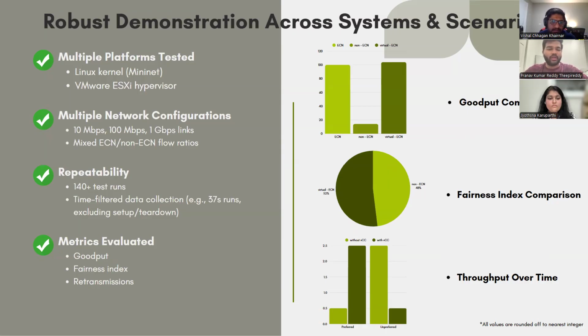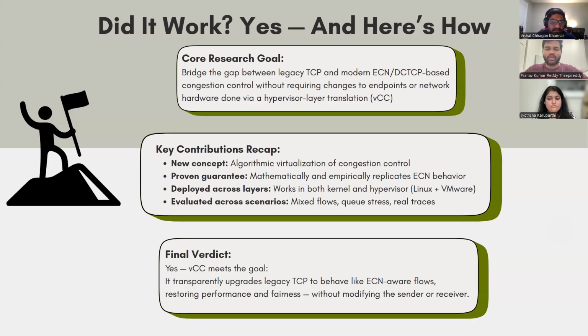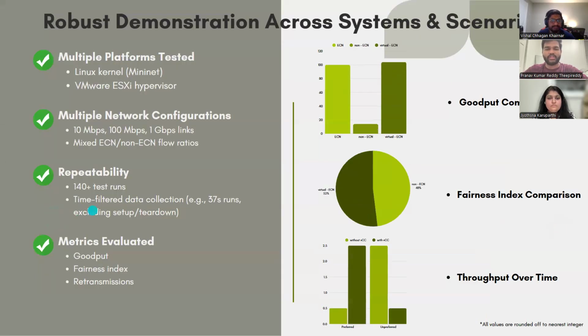Metrics evaluated included the goodput, fairness index, and retransmissions. Goodput is how much useful data is transmitted, fairness index measures equitable bandwidth use, and retransmission is a sign of congestion and instability. Across platforms, configurations and test cases, VCC consistently improved fairness and performance, as you can see in the graphs in the slides.